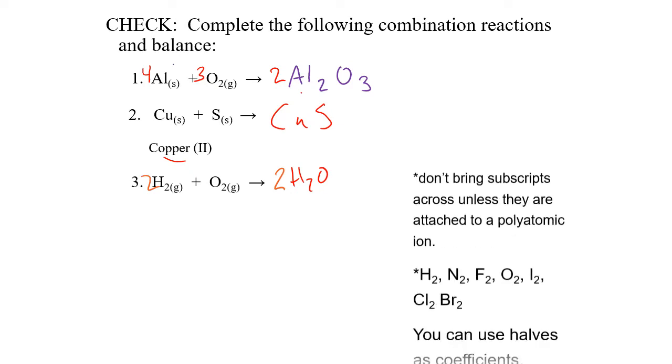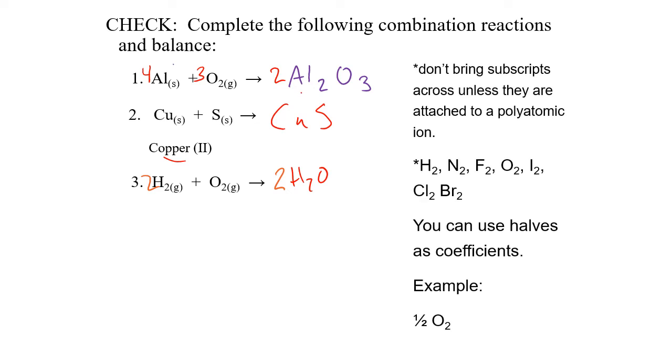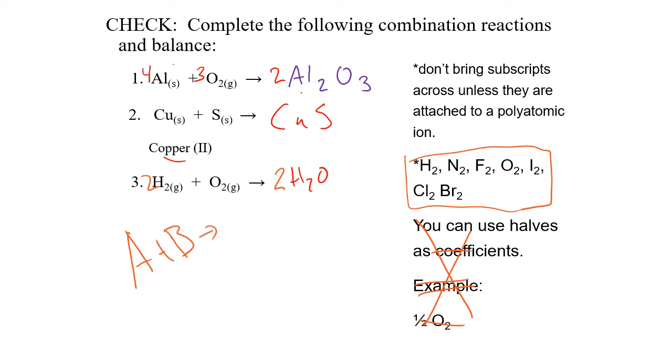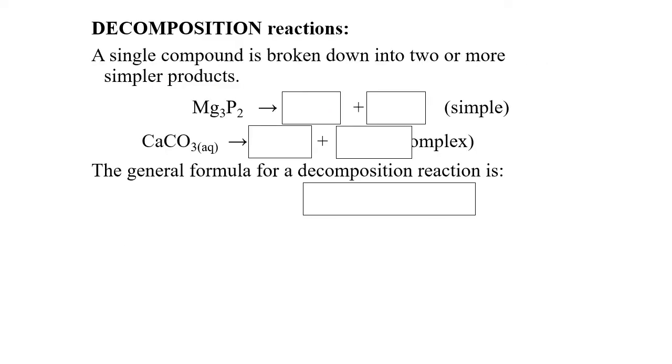Okay. Don't forget, don't bring subscripts across unless they're attached. And if you have to deal with polyatomics to do that, you cannot use halves as coefficients. All right, so that is synthesis. A plus B makes AB. All right? Next, decomposition.